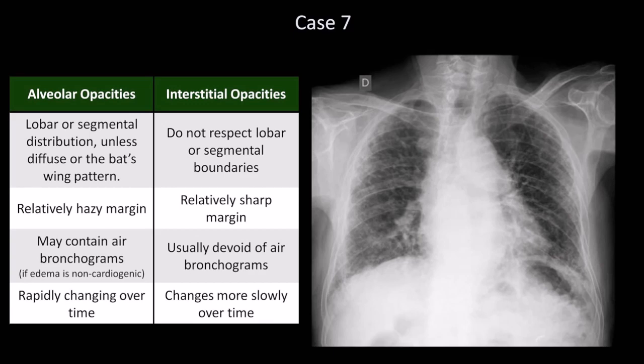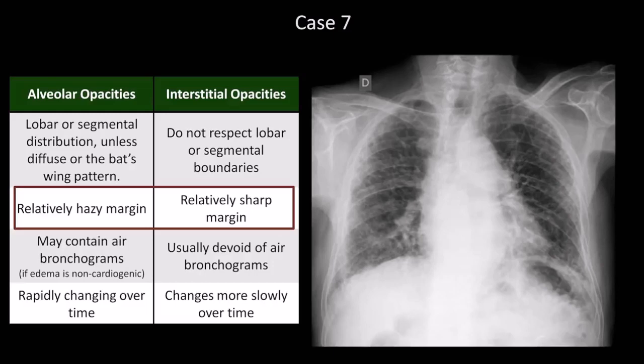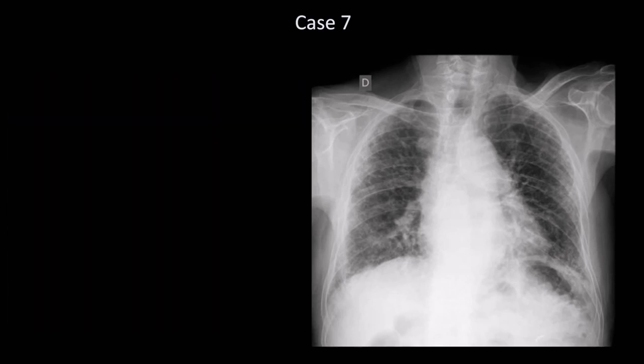The most helpful distinction in this film is this one. Are the margins sharp or hazy? And these opacities, relatively speaking, are sharply defined, particularly when compared to the ARDS example in Case 3. If you recall, interstitial opacities are usually further subdivided into reticular opacities if there are too many lines, nodular opacities if there are too many dots, and reticulonodular opacities if there are too many of both. In this case, it seems to be a predominantly reticular pattern.